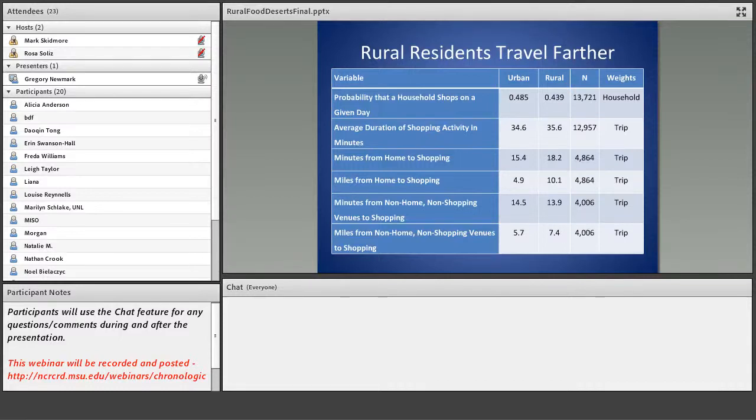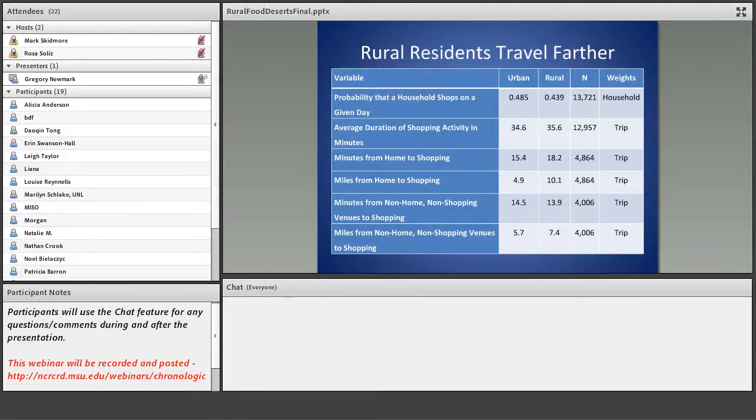And we found some things that are quite interesting. Surprising to us, the probability that a household would shop on any given day was pretty similar between urban and rural areas. I mean, it was statistically more for urban areas, but it wasn't meaningfully more. And similarly, the average duration of any given shopping activity was roughly the same between urban and rural households.